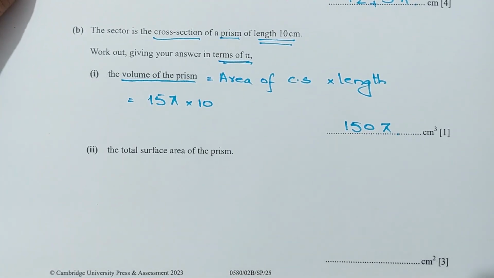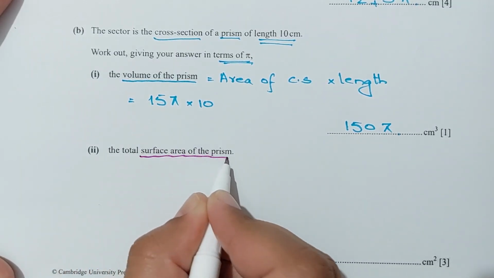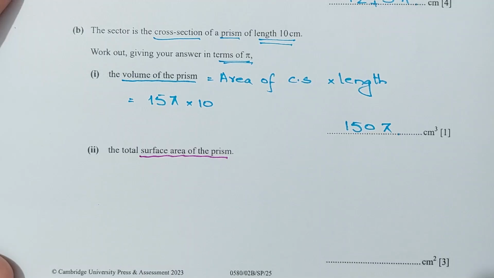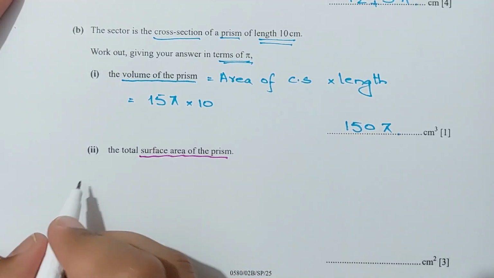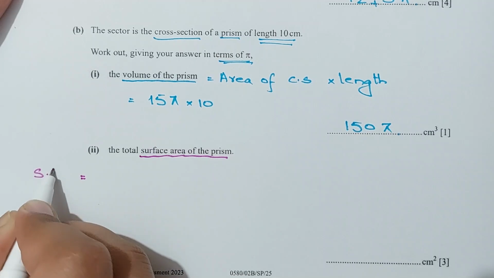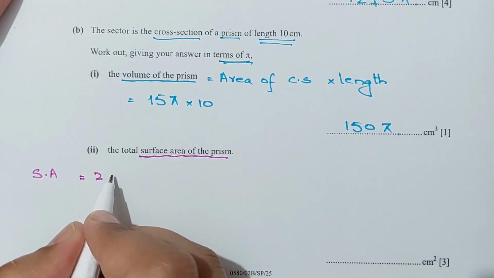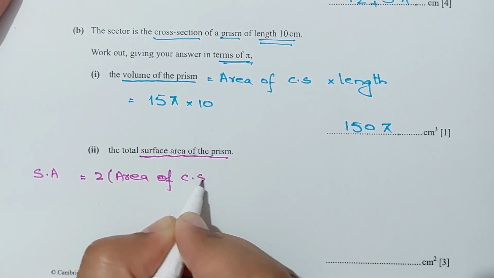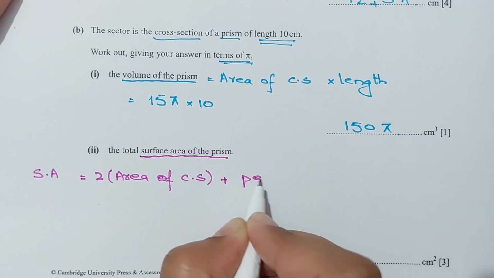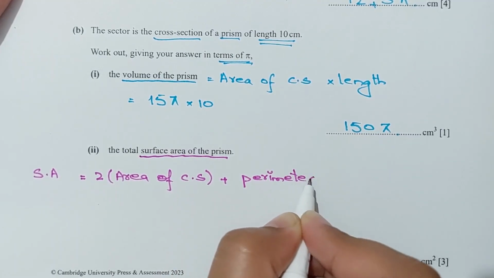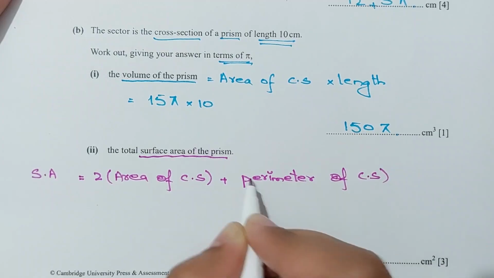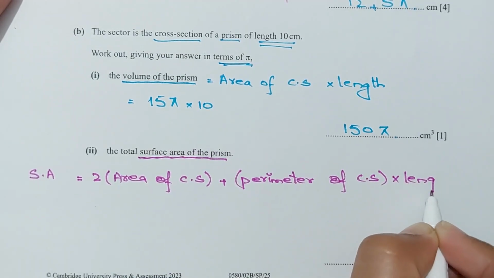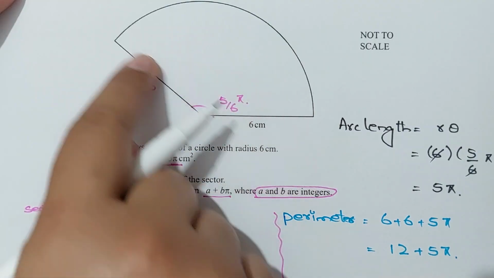Second part, the total surface area of the prism. There is a formula to find the surface area of any prism, which you guys must learn. The surface area of any prism is equal to 2 times the area of cross section of that prism, plus perimeter of cross section multiplied by the length. 2 times area of the cross section plus perimeter of a cross section multiplied by the length.